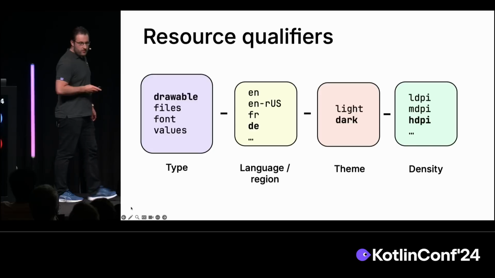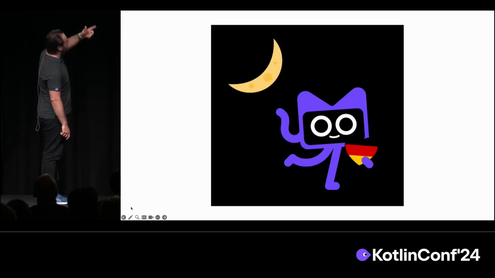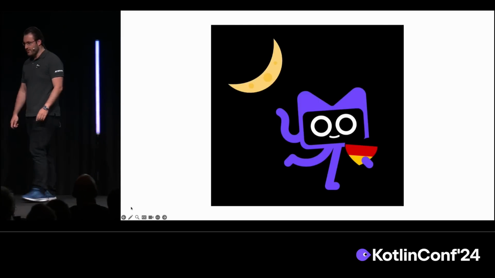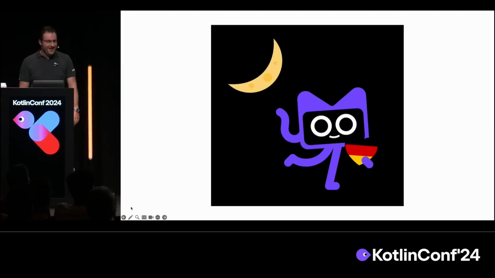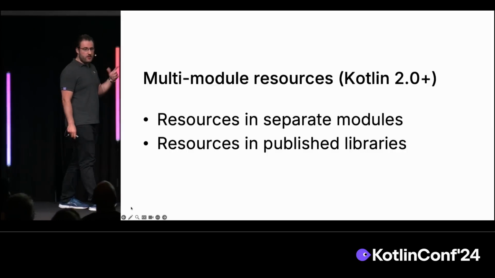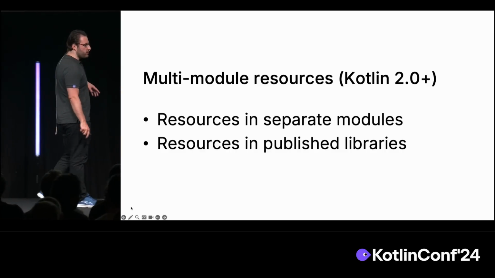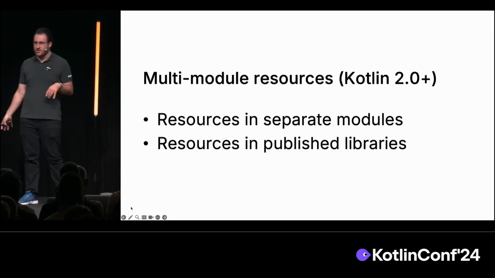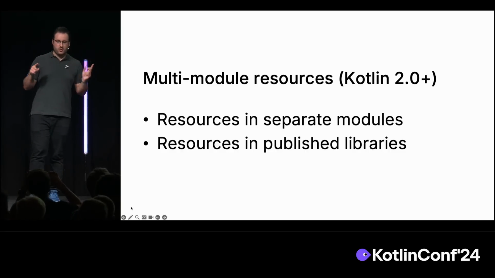For example, if you look at a German dark mode drawable, that is what I would imagine that would look like. Has gone through great user testing. We also support multi-module resources if you're on Kotlin 2.0 plus, which means you can create libraries or separate modules for your applications, and you can throw resources in there, and they will also resolve correctly.